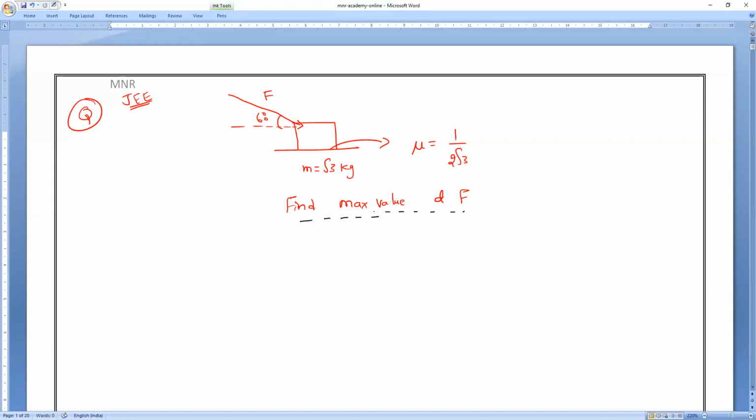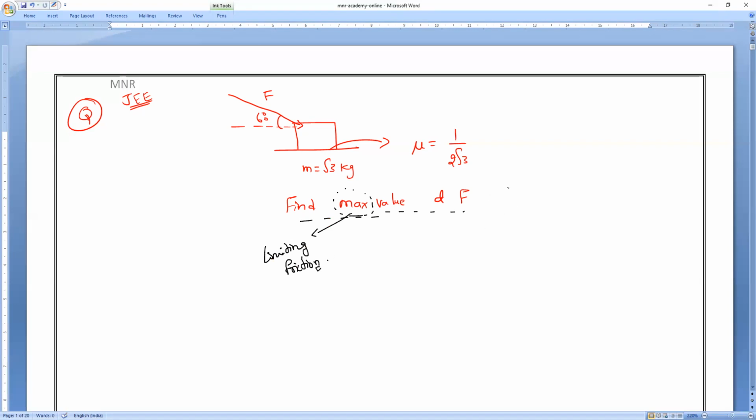We have three frictions: static friction, limiting friction, and kinetic friction. When the question says maximum value, that is limiting friction. Whenever you see the word max, it is indicating limiting friction. Clear, everyone?